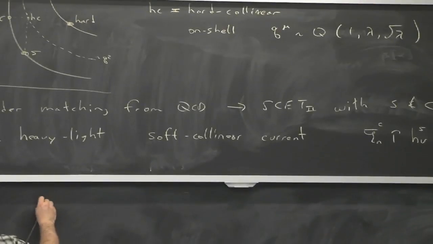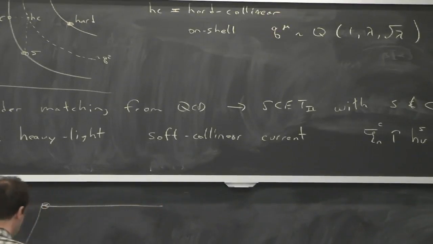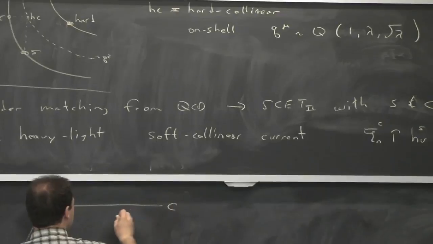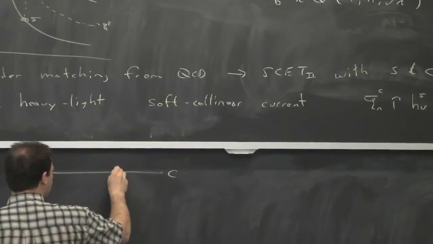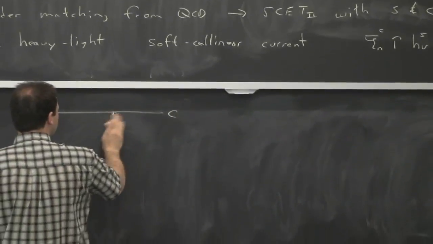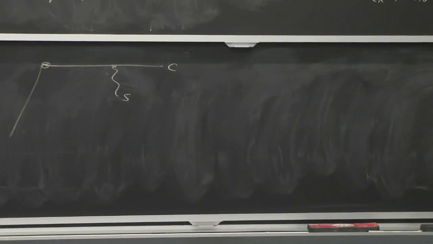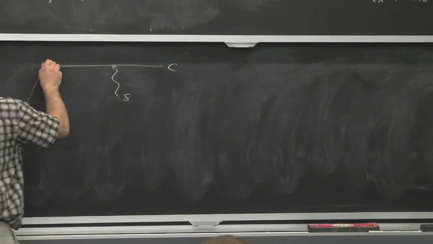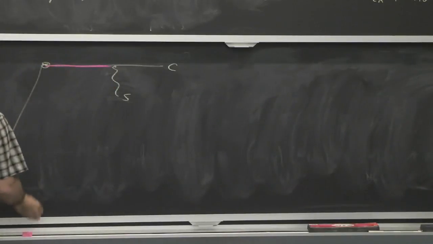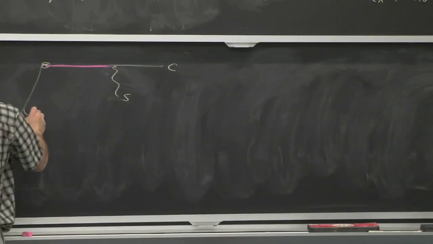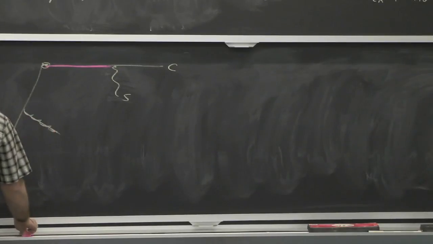All right, so we have some current. I'm just going to label the lines with C's and S's. So imagine that you attached a soft gluon here. That would give you something that's off shell. So this line here is off shell. And likewise, on this side, if this is soft coming in, but you attach something collinear here, then this is off shell.